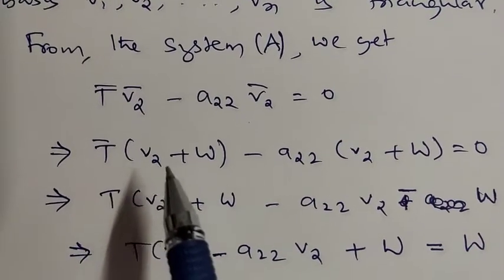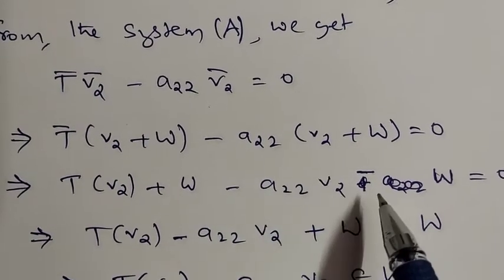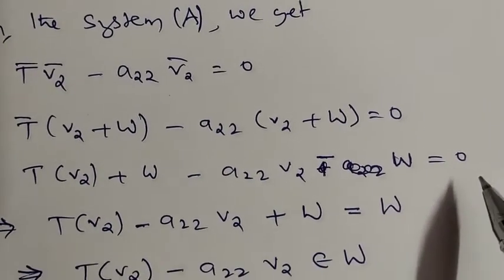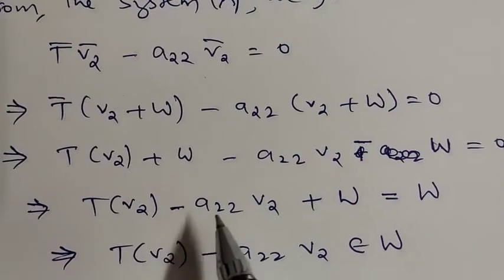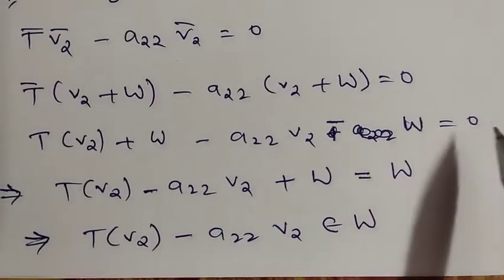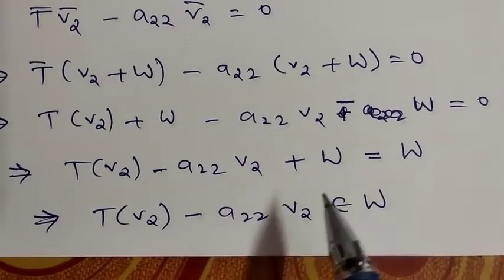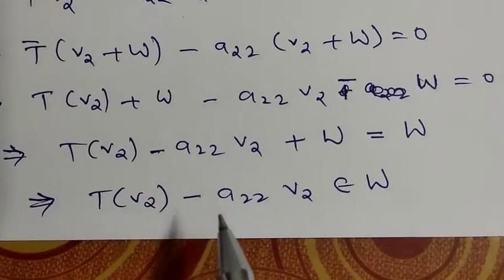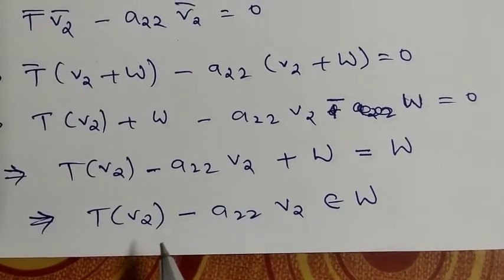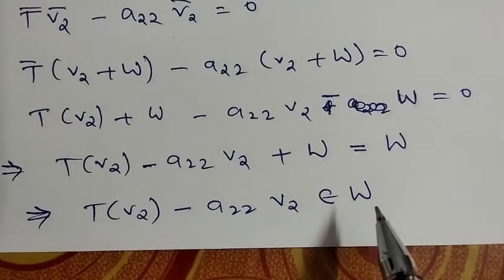Since T bar of (v2 plus W) by definition is T of v2 plus W, minus a22 into v2 minus a22 into W, which is W itself, this is equal to 0. This implies T of v2 minus a22 v2 plus W, I keep this as it is, transferring this W to the right-hand side, plus W is equal to W. So this is again like x plus W is equal to W, which means x belongs to W, so T of v2 minus a22 v2 belongs to W. This belongs to W means T of v2 minus a22 v2 is a multiple of v1, because W is generated, or spanned, by v1.